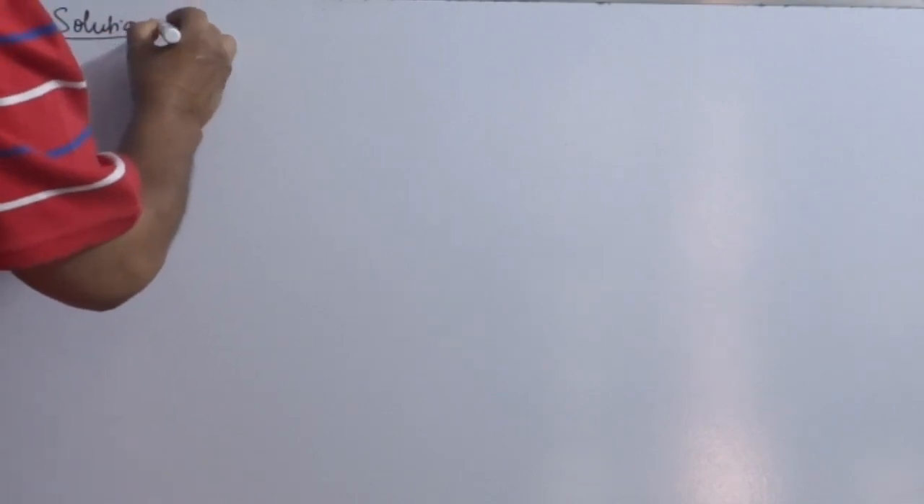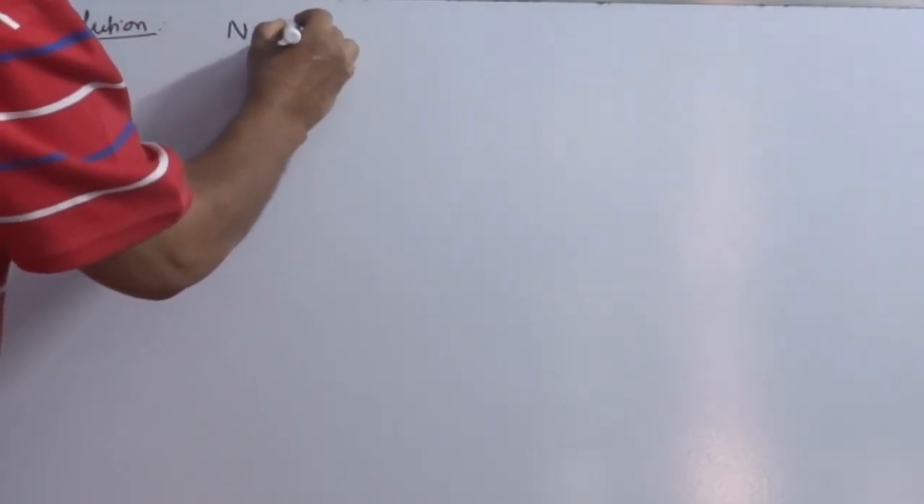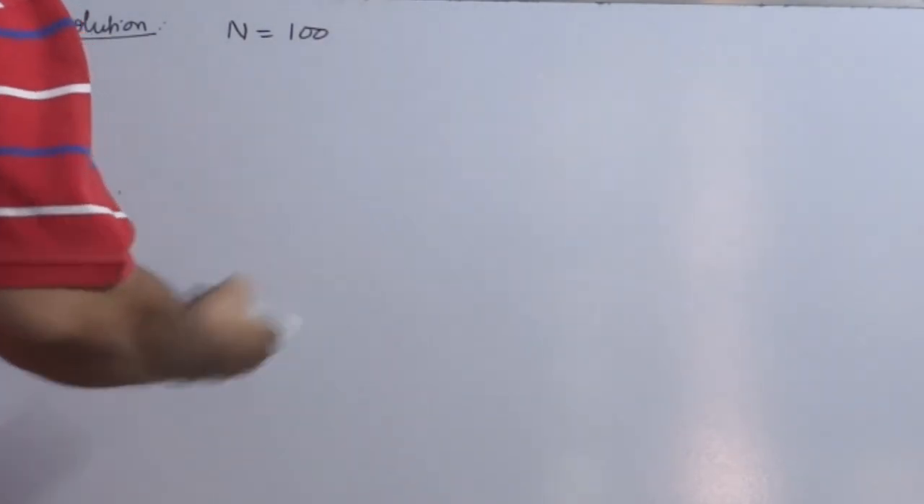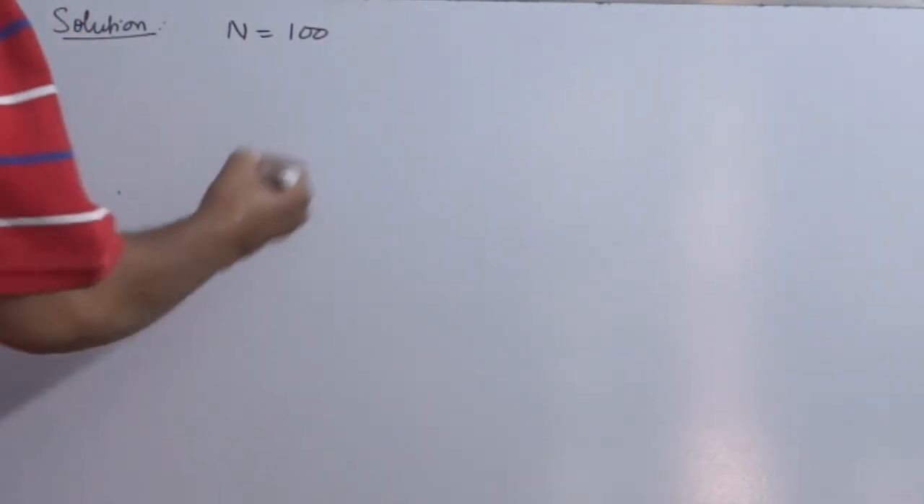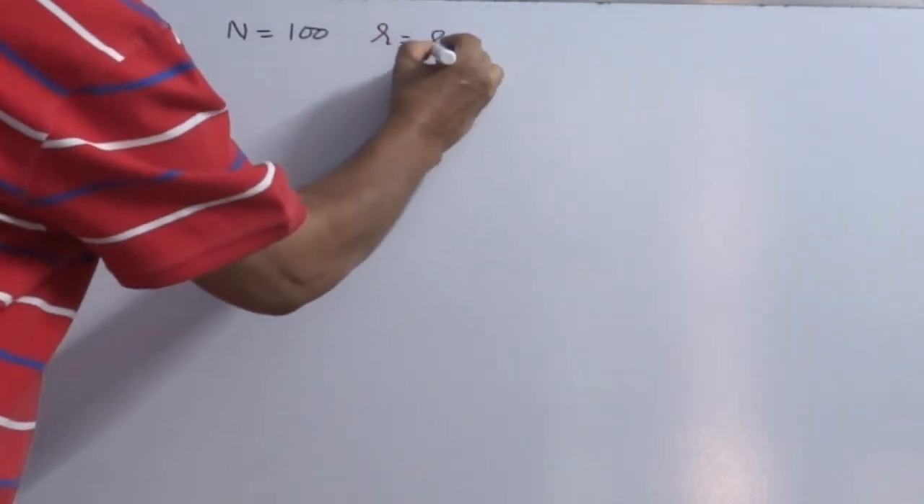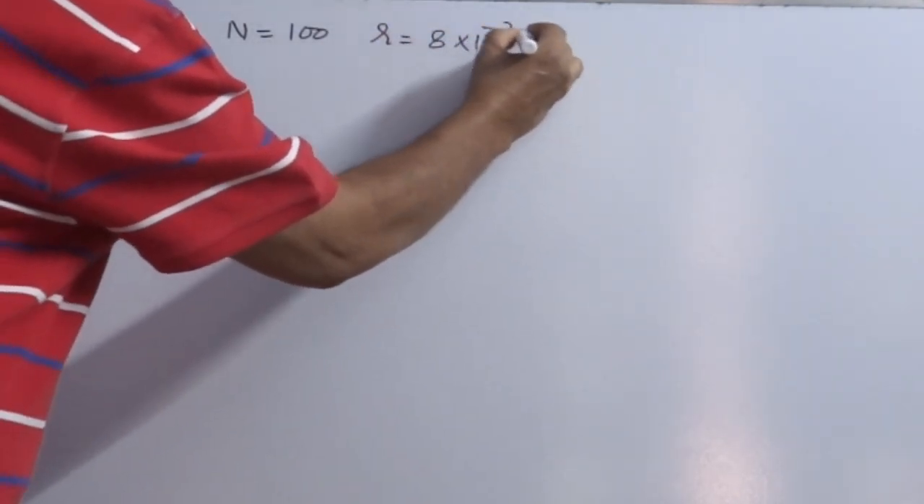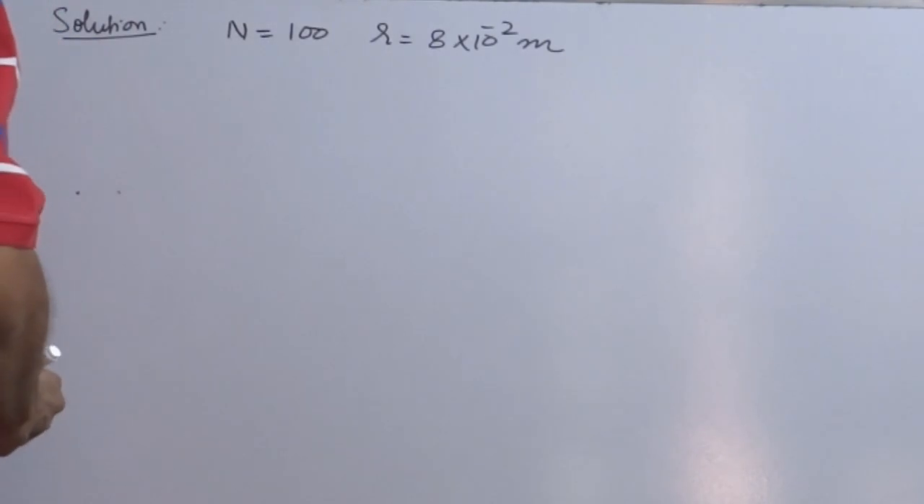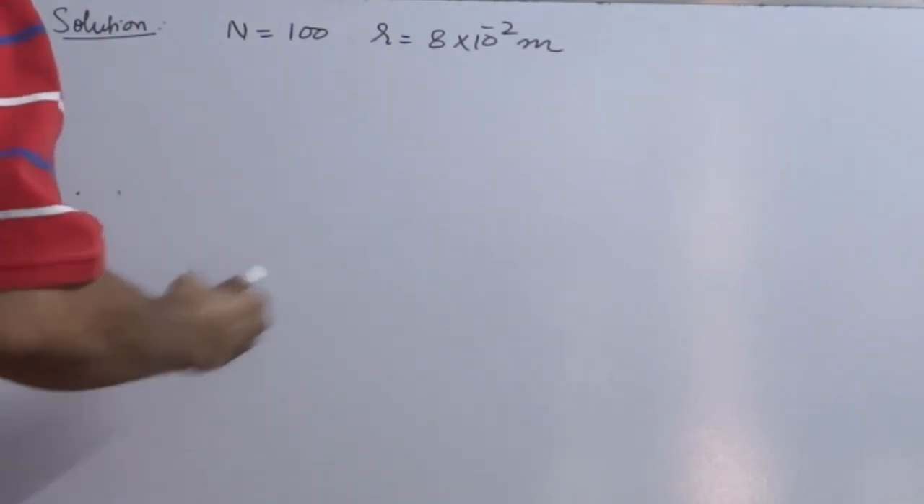A circular coil consisting of 100 number of turns. So question, solution 1. What is given? Number of turns is 100, radius 8 into 10 raised to the power minus 2 meter, and current is 0.4 ampere.